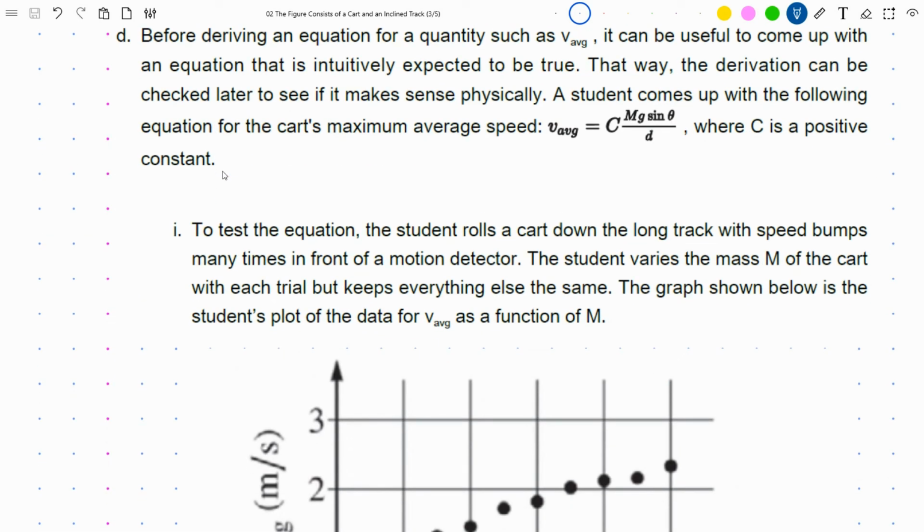Now, bear in mind that we've already been thinking about this situation for a while. We've already answered the previous questions, like part A and part B and so on. We've already made predictions such as, for example, if the ramp angle theta increases, I expect the V average to also increase. Does this equation show that? Actually, yes, it does. Because again, from 0 to 90 degrees, if theta increases, the sine of theta increases.